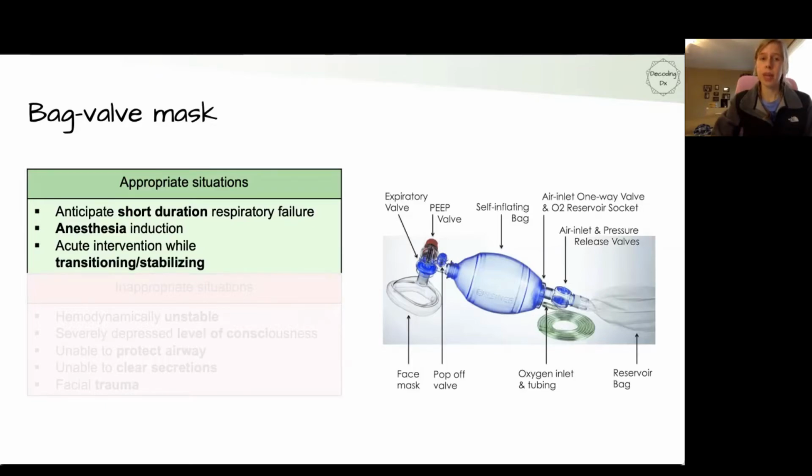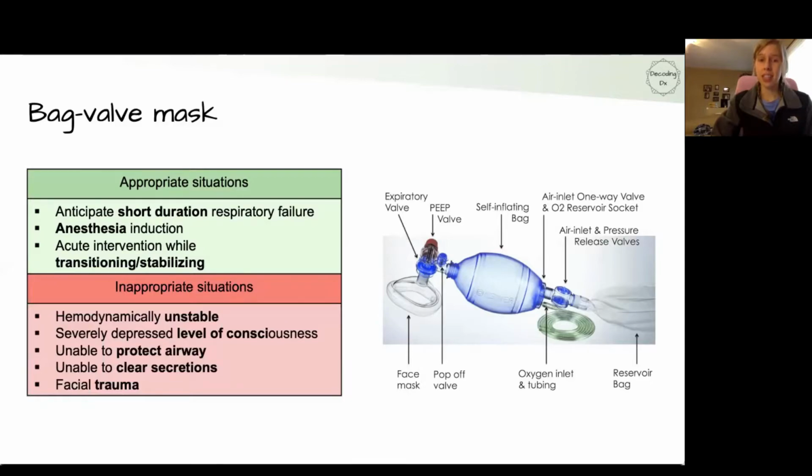It's appropriate to use a bag valve mask in a short duration of respiratory failure, or when you're acutely trying to transition a patient or stabilize them in an acute situation. It is not a good idea to use this for a long time if the patient is hemodynamically unstable, has lower levels of consciousness, or can't clear their secretions.